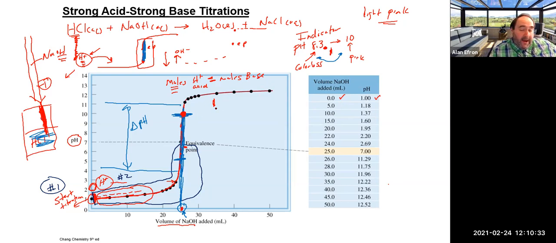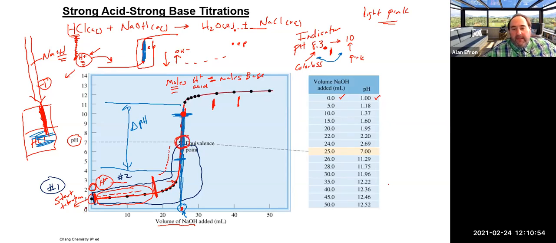You really don't know where you're at. You could be dark pink over here. It could be dark pink over here, or you might be lucky and be dark pink very close to the equivalence point volume. And so that's why they usually tell you to go fast at the beginning and then really slow it up as you get to the equivalence point, so you could really dial in where that equivalence point is.